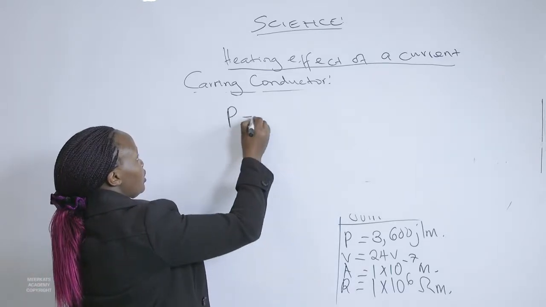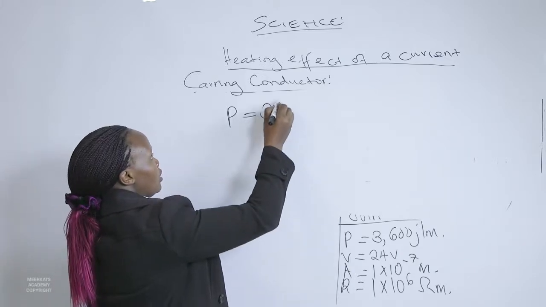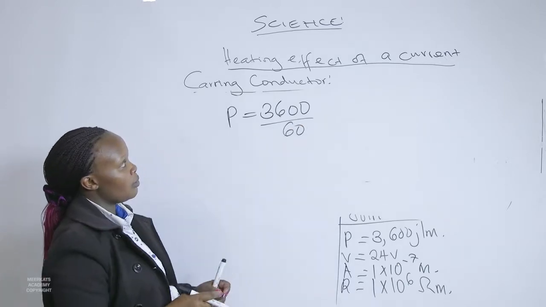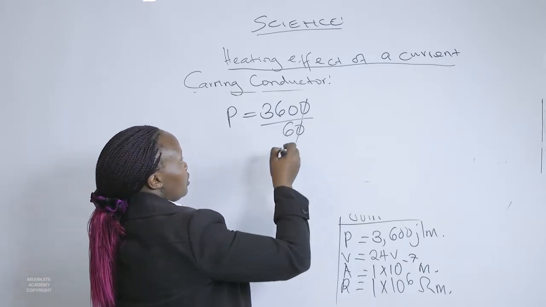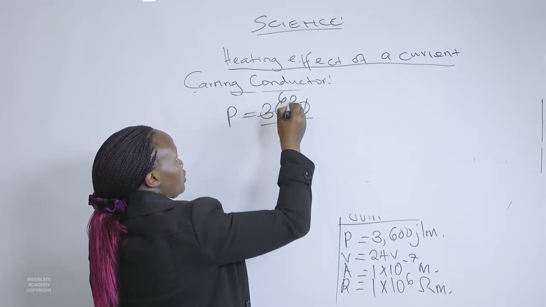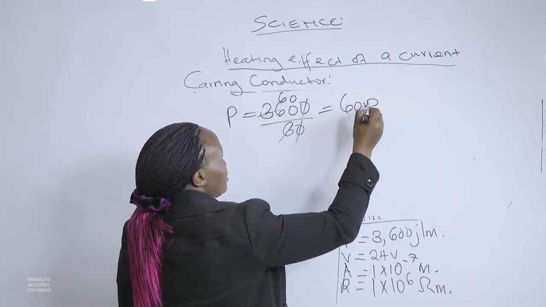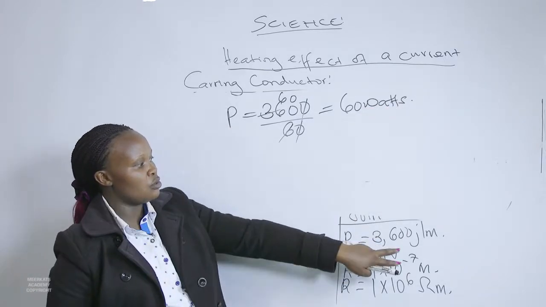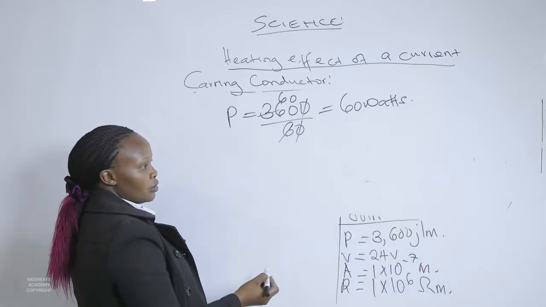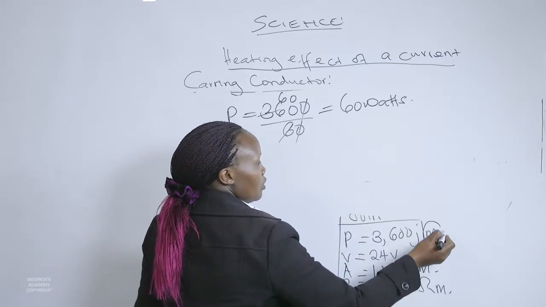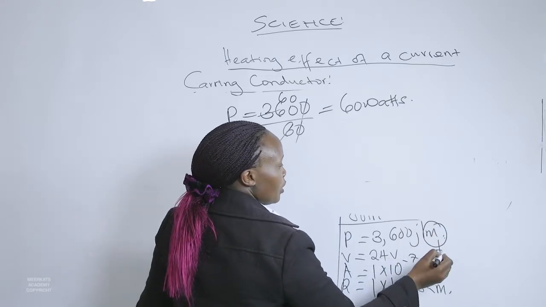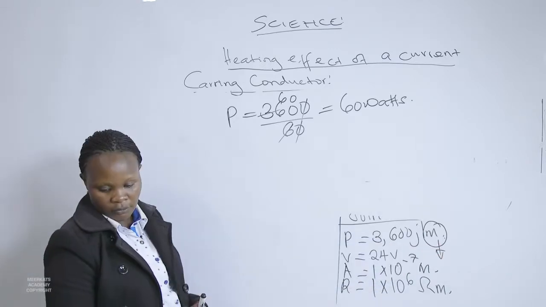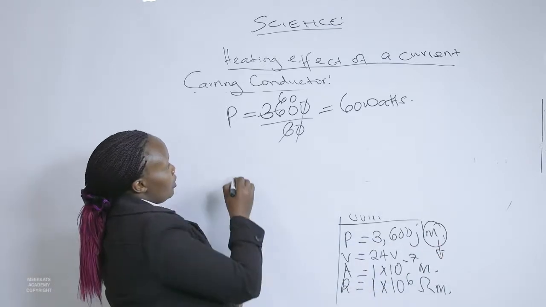But power is given by 3,600, that is per second. So that now the power per second is going to be 60 watts. Remember that we had been given power as joules per minute. We would like now to work with SI units. Therefore, we should look for the power that is supplied in 1 second, and that is achieved by dividing by 60.